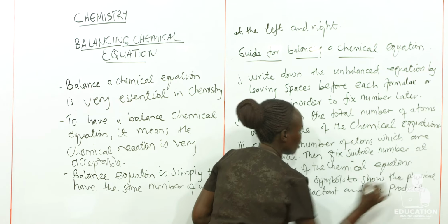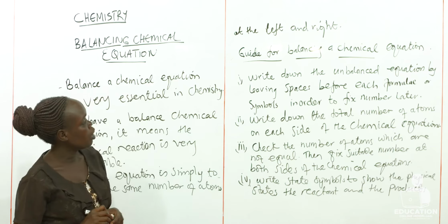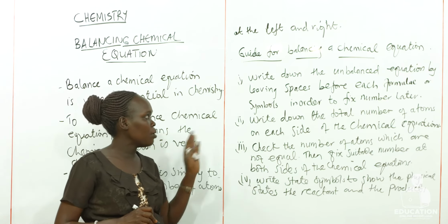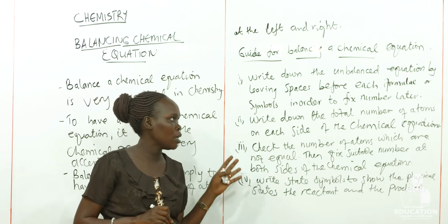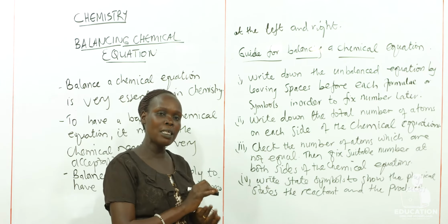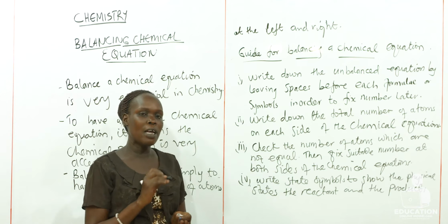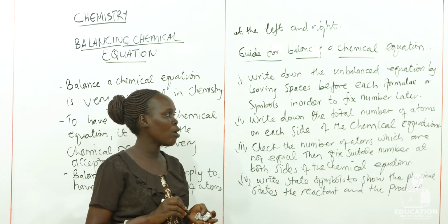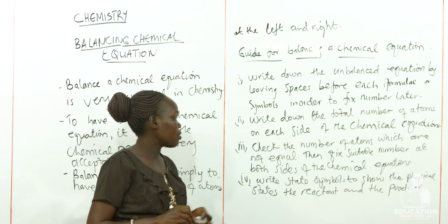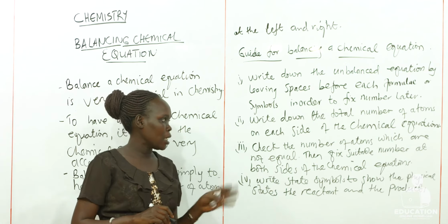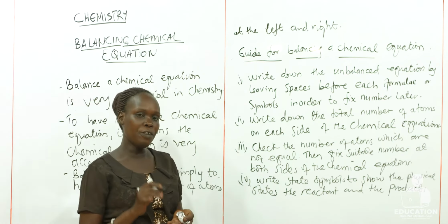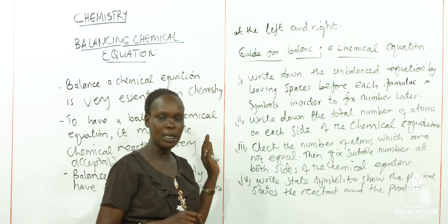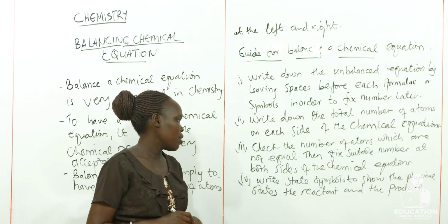So in this case, you have written a halfway balanced chemical equation. After writing down the chemical equation by leaving space, you are going to fix numbers to equalize the number of atoms at the right hand side with the one at the left hand side. So write down the total number of atoms on each side of the chemical equation. After writing down the total number, you check the number of atoms which are not equal. Then you fix the numbers to equalize the number of atoms at the right hand side with the one at the left hand side.